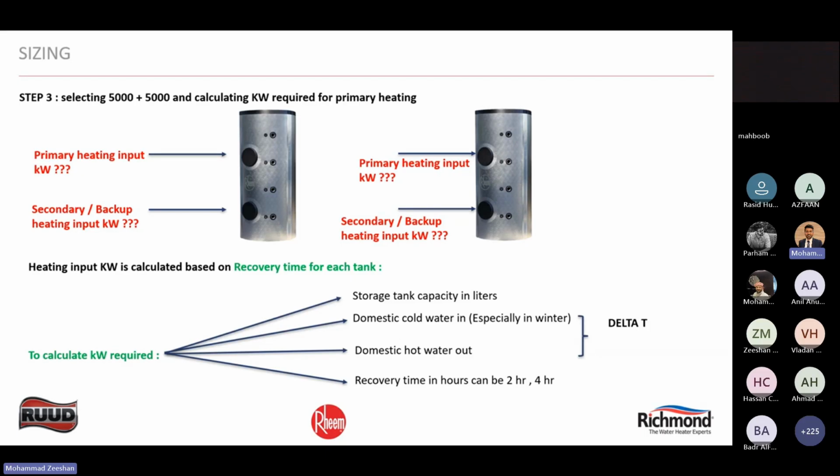So I need to know four different things before I calculate the input kilowatt. First, storage capacity in liters. I need to know what is the domestic cold water in, especially during winter, because this is the time when people use a lot of hot water and your heat pumps need to be designed for such conditions, because this is the extreme conditions of heating. Then you need to also know what is the domestic hot water out, and then the recovery time.